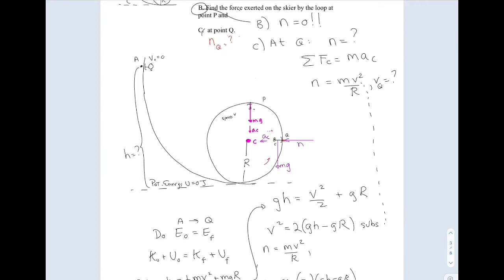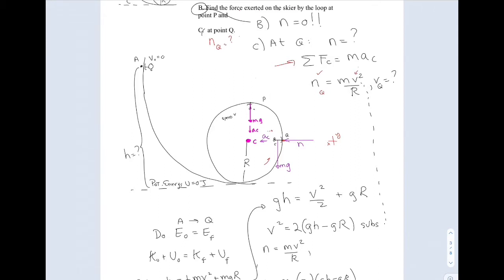I didn't really draw an x and y because I'm trying to find n, and n is in the centripetal direction. So I'm going to apply F equal ma in the centripetal direction. I look at my picture. The only thing that points in the centripetal direction inward is n. That's equal to mv squared over r. Now I'm trying to find n at point Q. Well, I don't know v. How do I find v?